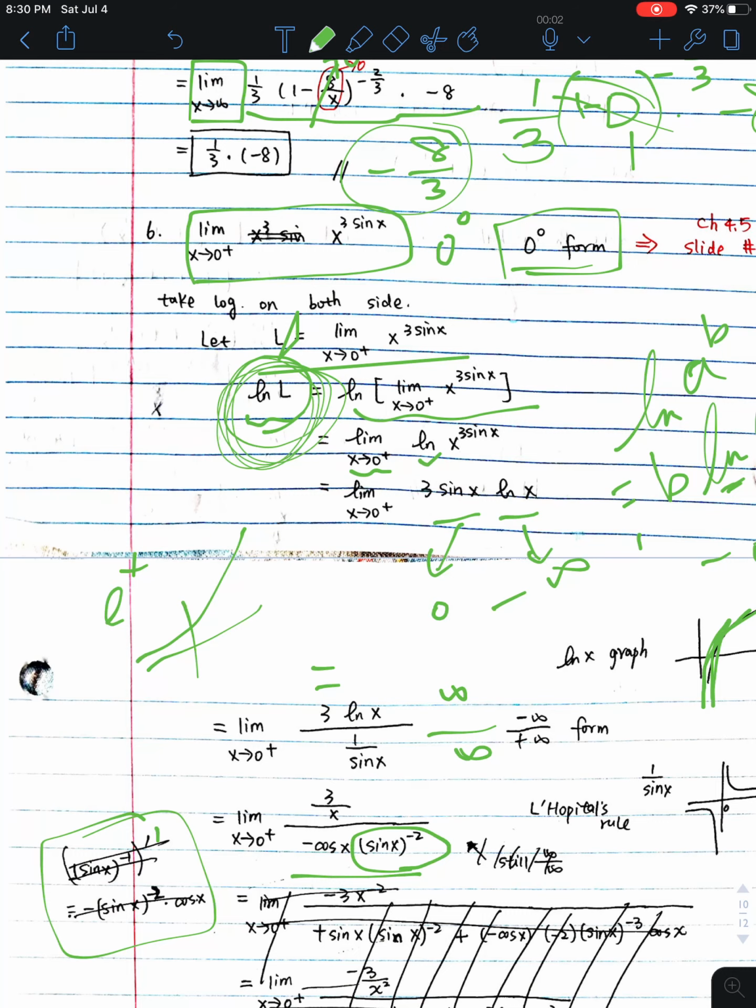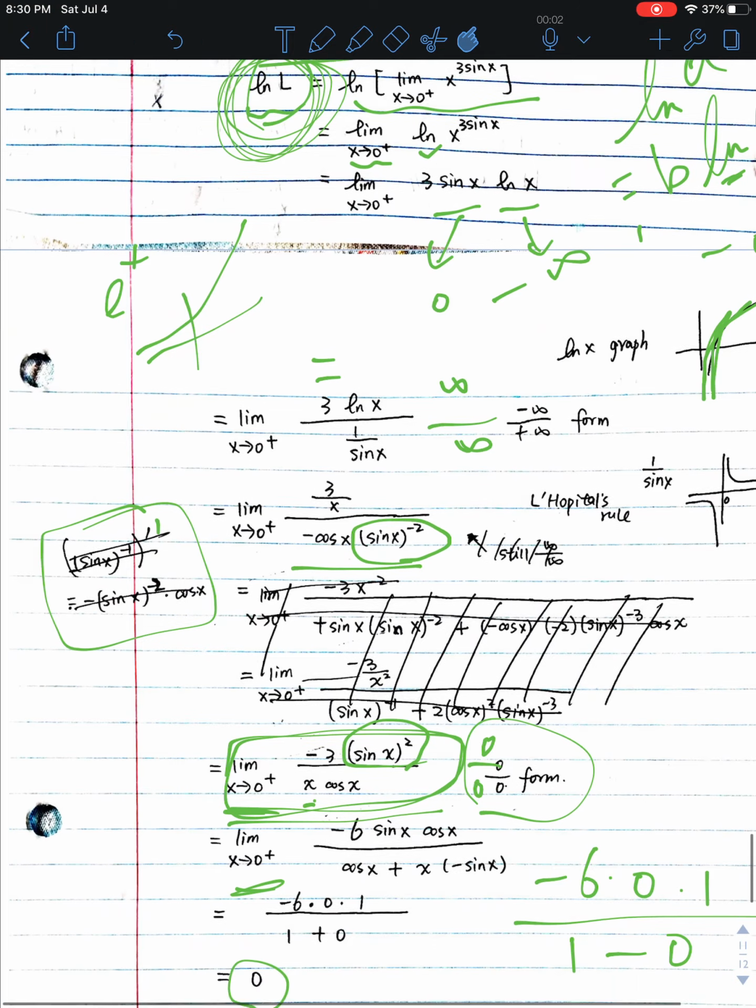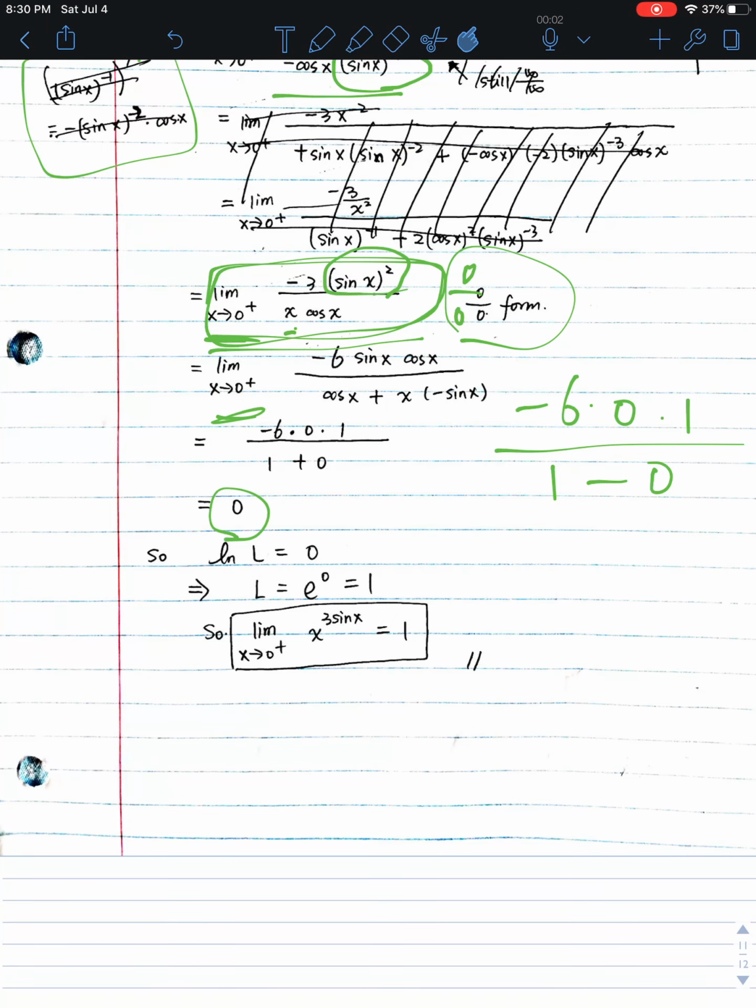But here, the 0 is log L. So log L is 0, but what we need is L. So we know log L is equal to 0. How to find L? We take the exponential on both sides. So e to the power 0 is 1. So the limit equals 1.